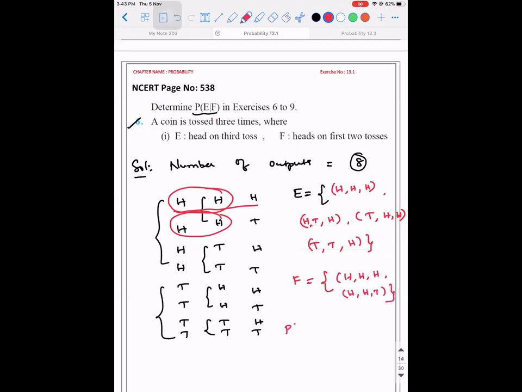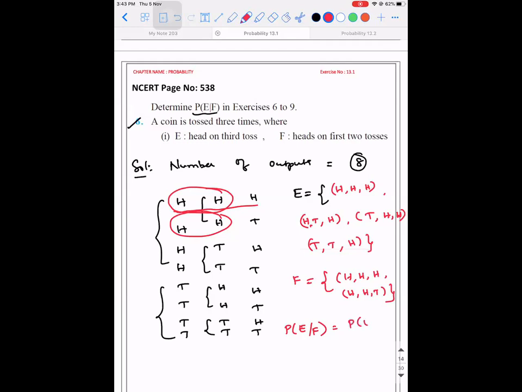So what is the probability of E given F? So look at the intersection of these two. Is there an intersection? Yes, sir. Where is it? H comma H comma H, the triplet. So triple H is there. So one out of how much? 2.